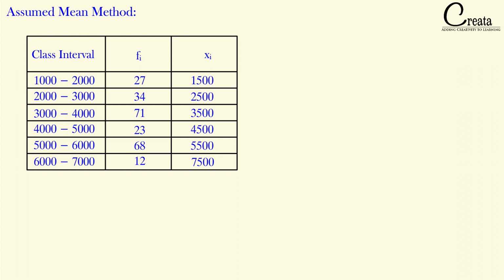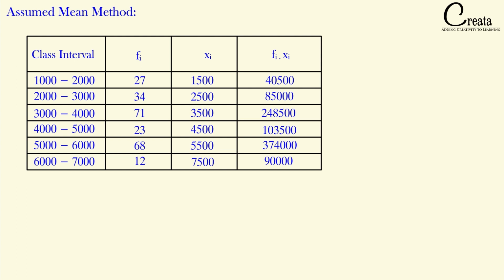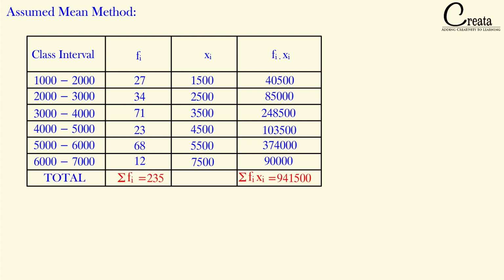For example, we have to multiply fi with the large value of xi, then we will get fi into xi. That will also be a large number. Then we have to add all the fi into xi. That will again be a much larger number, and dividing it by the total number of fi, the calculation becomes much more difficult. In those cases in which we are having a higher value of observation or xi, we will use the assumed mean method. Let's see what the assumed mean method is.